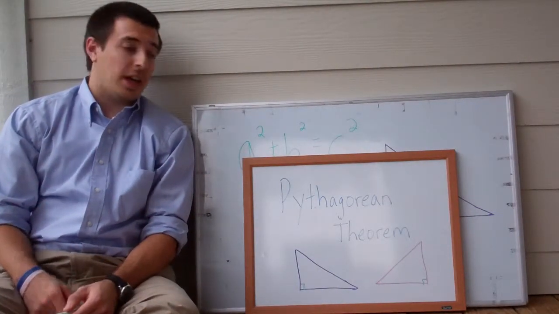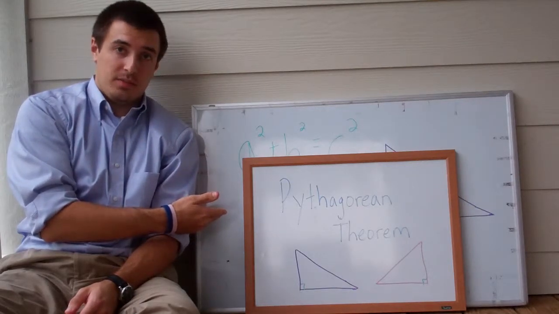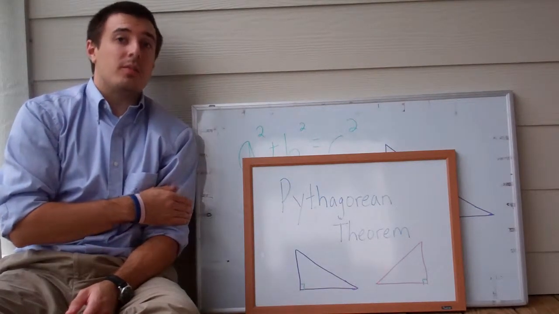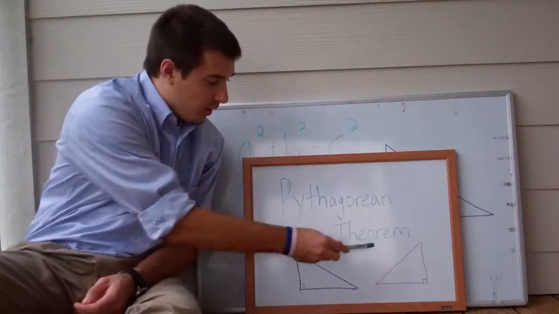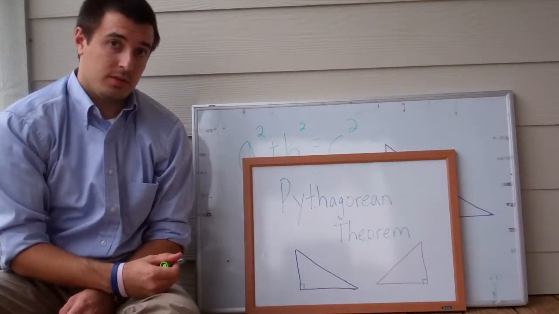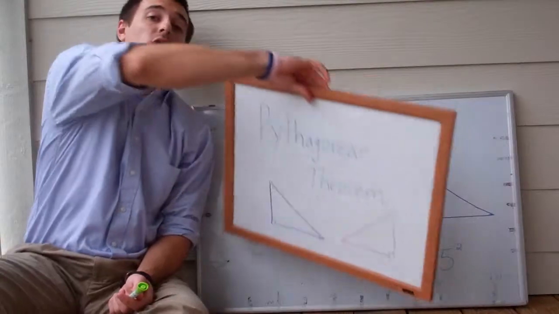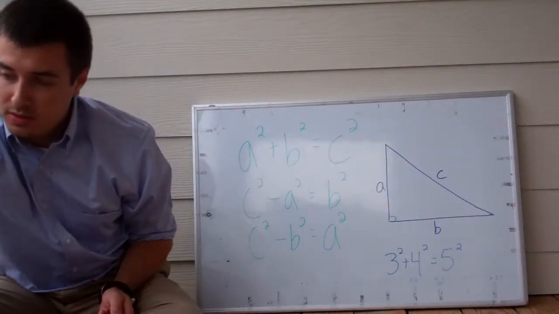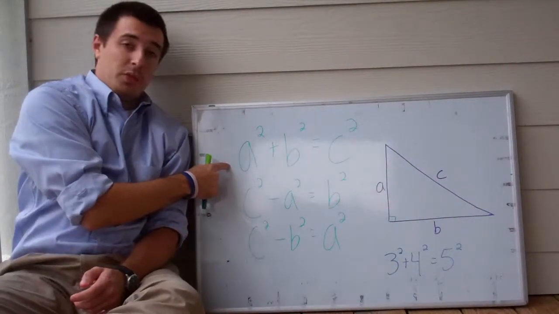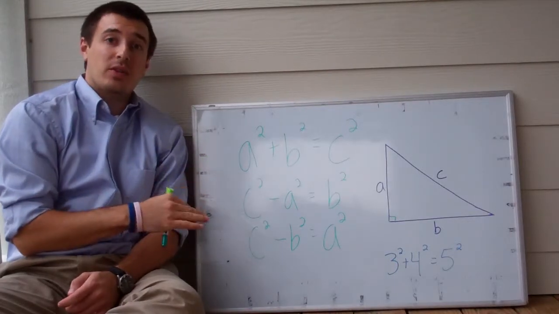So today we're going to be looking at the Pythagorean Theorem. Remember, the Pythagorean Theorem only deals with right triangles. Alright? So knowing that, I know you all have seen this formula right here. This is the standard Pythagorean theorem.